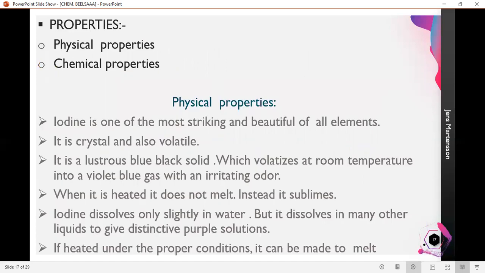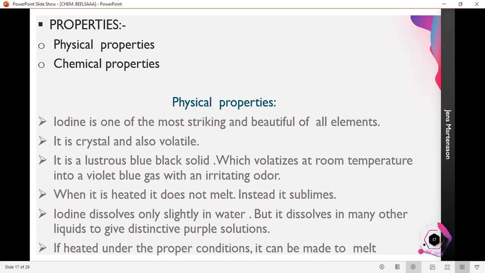The next is the properties of iodine. Physical and chemical properties. Physical properties of iodine are: iodine is one of the most striking and beautiful of all elements. It is crystal and also volatile. It is a lustrous blue-black solid which volatilizes at room temperature into a violet-blue gas with an irritating odor. When it is heated, it does not melt.